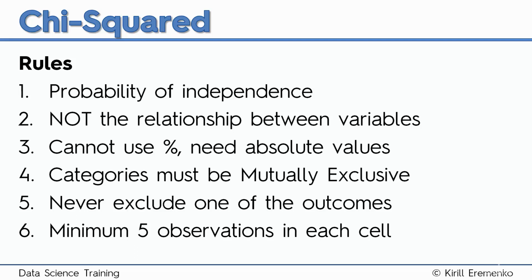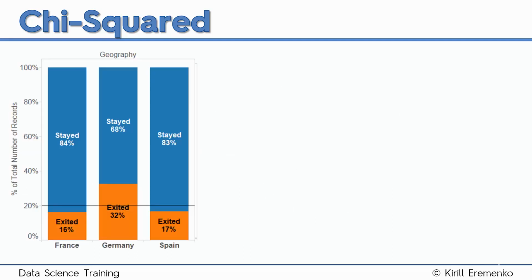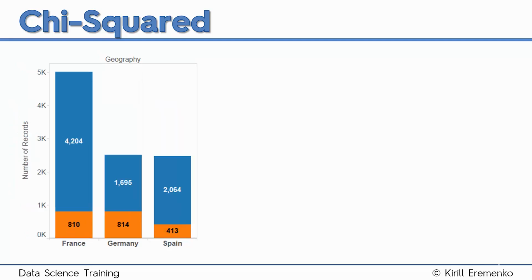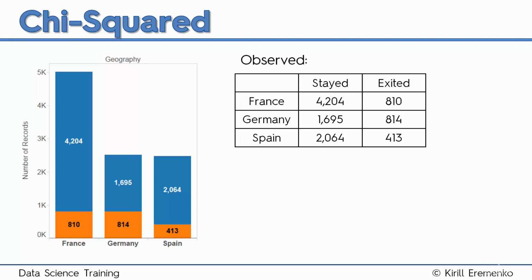So we're done with the rules, and I'm going to give you a challenge to take away that you can work on in terms of running a chi-squared test. So here is our geography, right? This is what we just talked about. It's in percentages, so let's convert it into absolute values. There's our geography in absolute values. And now let's create the observed table. That's the observed table. As you can see now, there's 3 categories in rows: France, Germany, and Spain. And there's still 2 columns: stayed and exited.